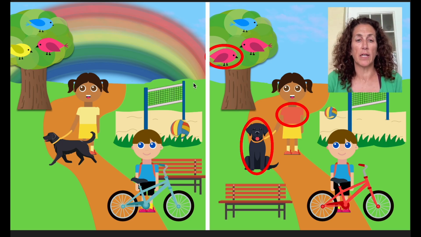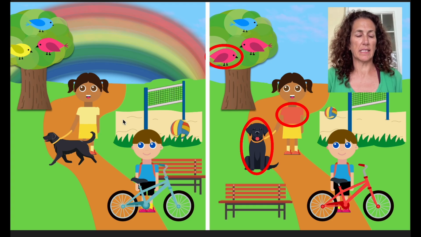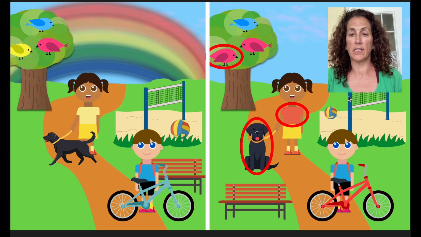In the picture on the left, there is a volleyball court. This is a volleyball net, and this is the sand. So this is a sand volleyball court. In the picture on the right, there is also a sand volleyball court.